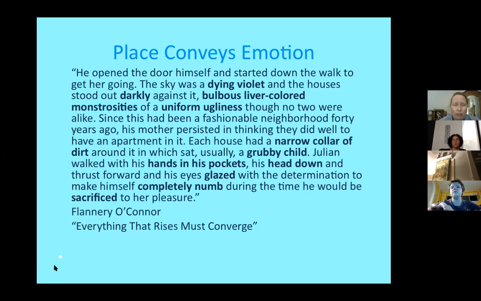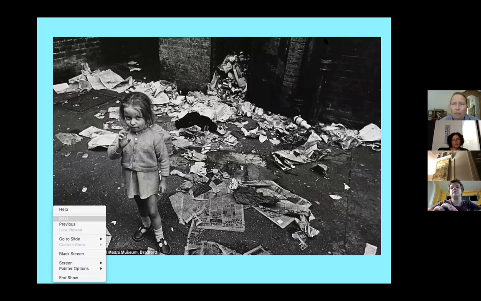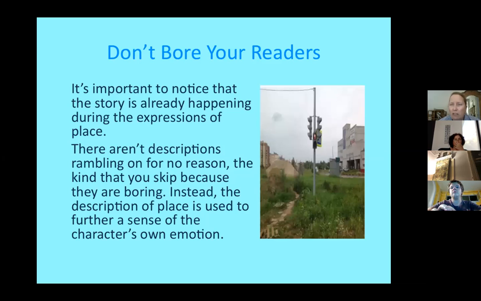So let's go to the next thing. This is basically what I just said. Hello, there's the light post. Don't bore your readers. It's important to notice that the story's already happening during these expressions of place. This character's already moving down the street. He's going to do something. There are things happening in the story. And as the action of the story is happening, we're getting these images.